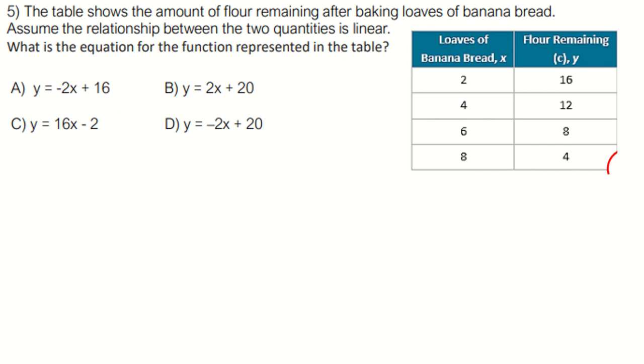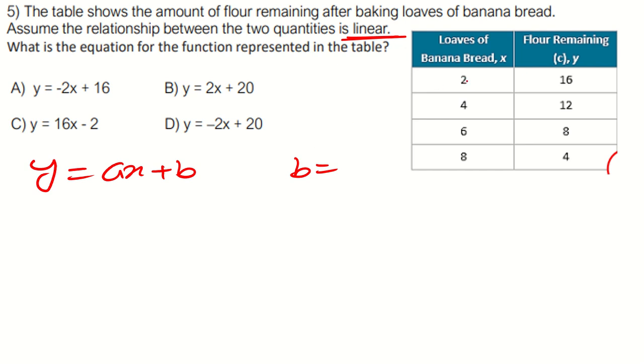Okay. Now next is the table shows the amount of flour remaining after baking loaves of banana bread. Assume the relationship between the two quantities is linear. Linear means that every time we have x and y to the power 1. So this type of equation is called a linear equation. Okay. What is the equation for the function represented in the table? You see, again, y is equal to ax plus b is the standard equation. Okay. And how will you find the value of b? For b, the value of x must be 0.